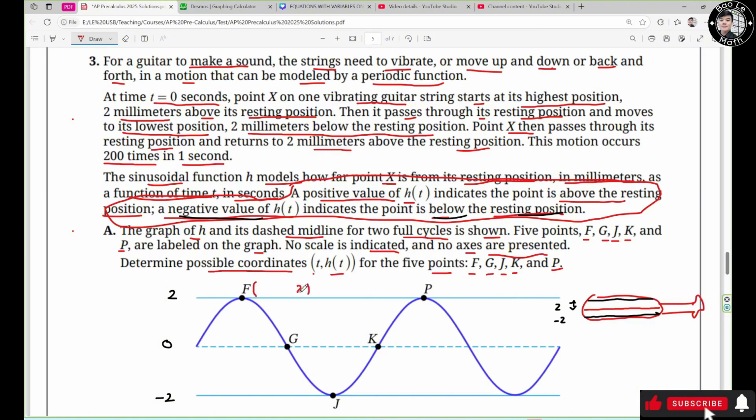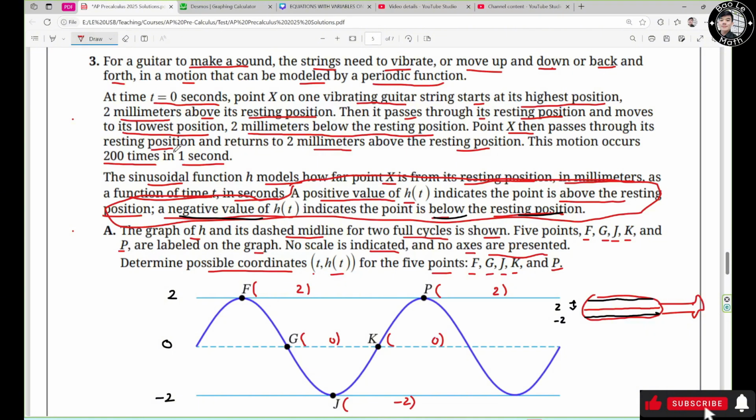This guy must be 2. This guy must be 2. This guy right here must be 0. This guy right here must be 0. And this guy right here must be negative 2. Now you need to fill in the x coordinate.